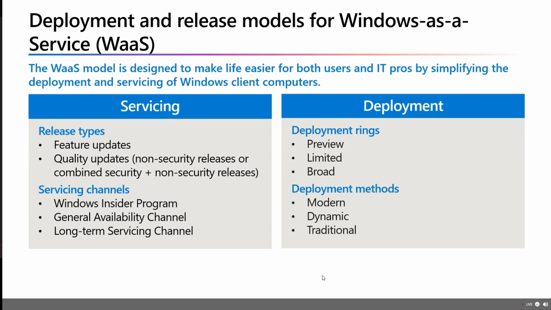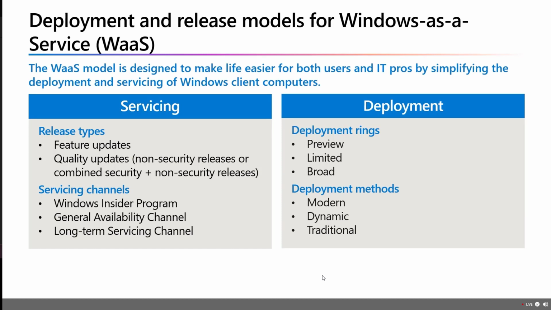Now, deployment methods. If we dive into the deployment method approach, we're looking at the idea of successfully deploying Windows in your organization, and it's important to understand that there are different ways that it can be deployed. So there are 3 types of deployment methods: we've got the modern deployment method, the dynamic deployment method, as well as the traditional deployment method.